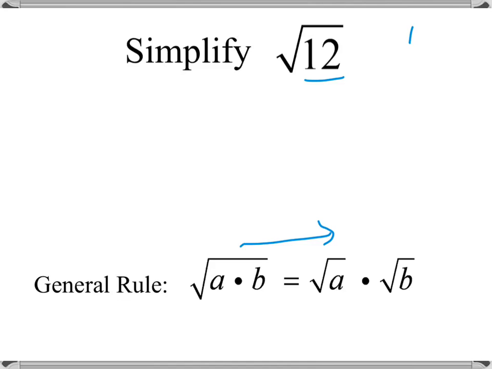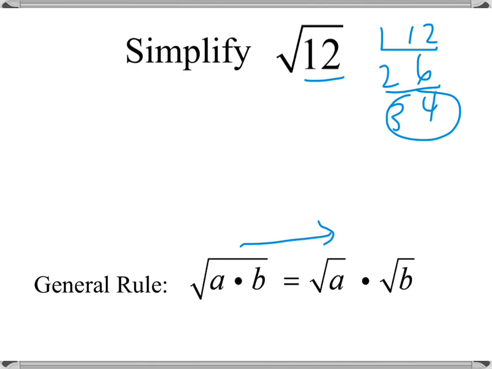12 has many factors, right? It's 1 and 12, 2 and 6, 3 and 4. And I could make them all negatives, but I don't really want to do that because I don't want to take the square root of a negative number. That would be an imaginary number, which you're going to deal with in Algebra 2. So I want to think of the factor breakdown that gives me the greatest possible perfect squares. So there's no perfect squares in the factors 1 and 12. There's no perfect squares in the factors 2 and 6, but there is a perfect square in the breakdown of 3 and 4.